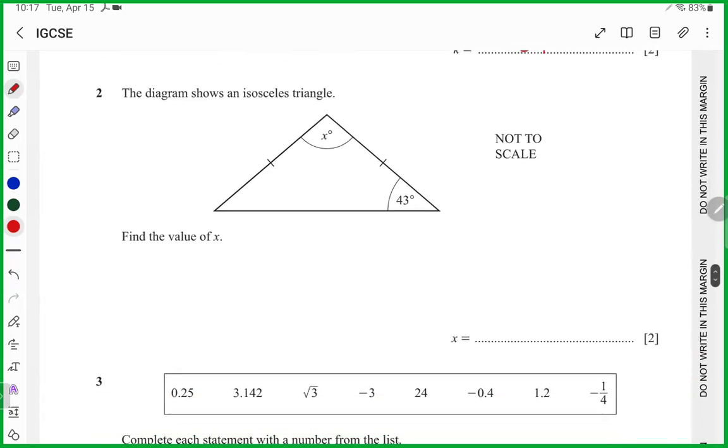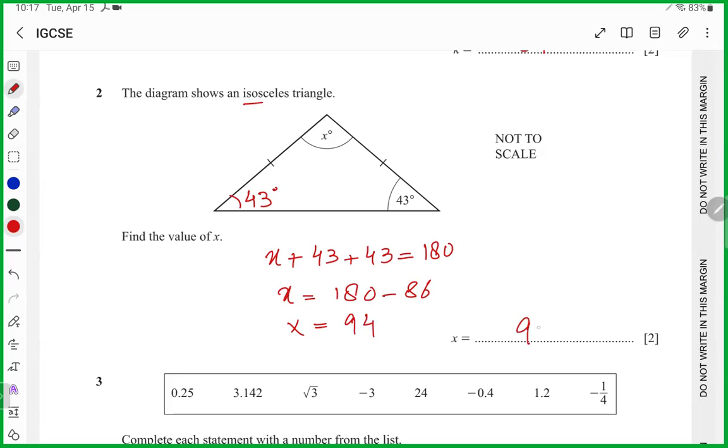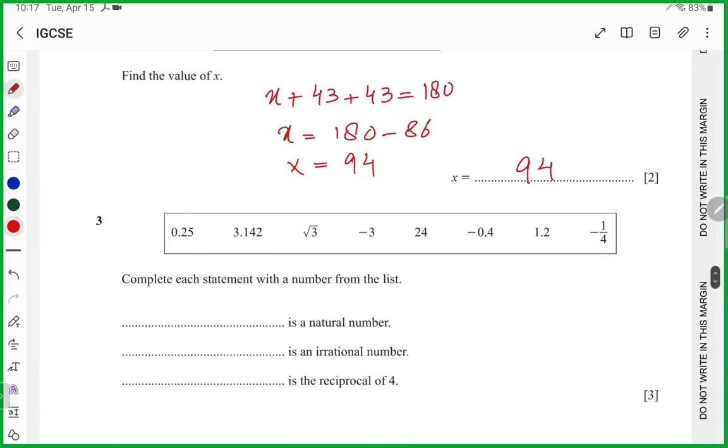In question number 2, the diagram shows an isosceles triangle. So these two sides are equal, hence both the angles would be the same. This is equal to 43 degrees. So x plus 43 plus 43. What is the sum of angles of a triangle? It's 180 degrees, right? So x is equal to 180 minus 86, so it is going to be 94. x is equal to 94.